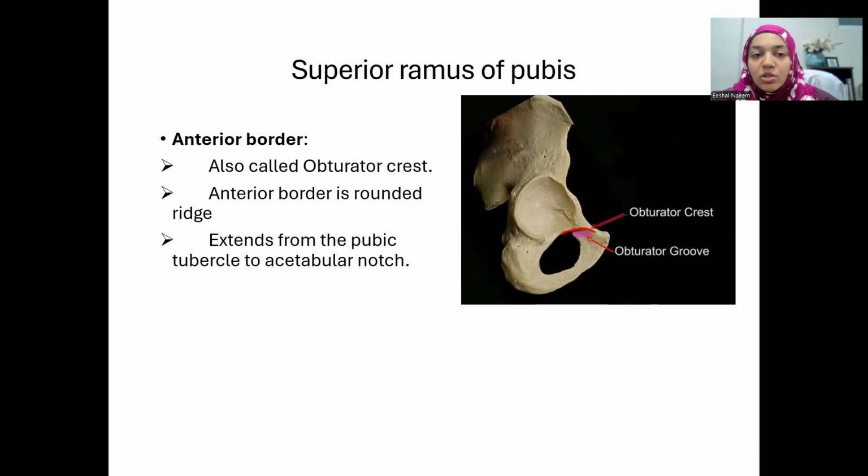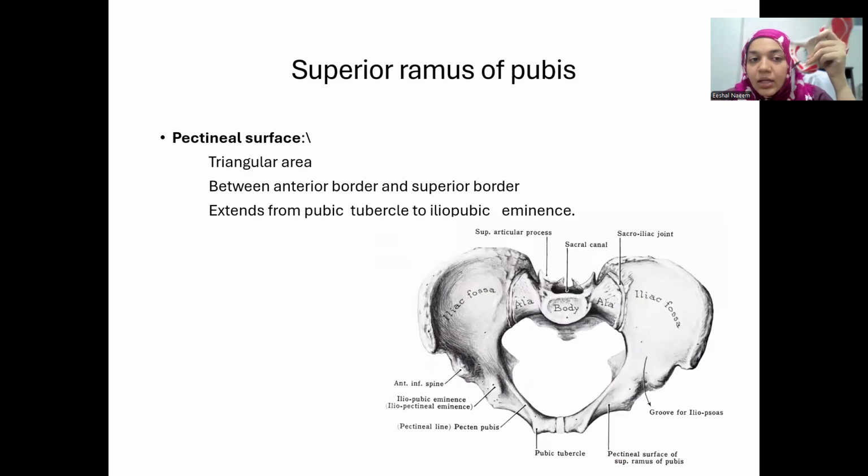This anterior border is rounded. It extends from the pubic tubercle all the way to the acetabular notch, and it has an obturator crest and an obturator groove here. The pectineal surface. So this is the pectineal surface on which this red line can be seen. It's a triangular area, as you can see, between the anterior border here and the superior border here. It extends from the pubic tubercle all the way to the iliopubic eminence. This was the iliopubic eminence, along which was the arcuate line leading to the medial border of the ilium.